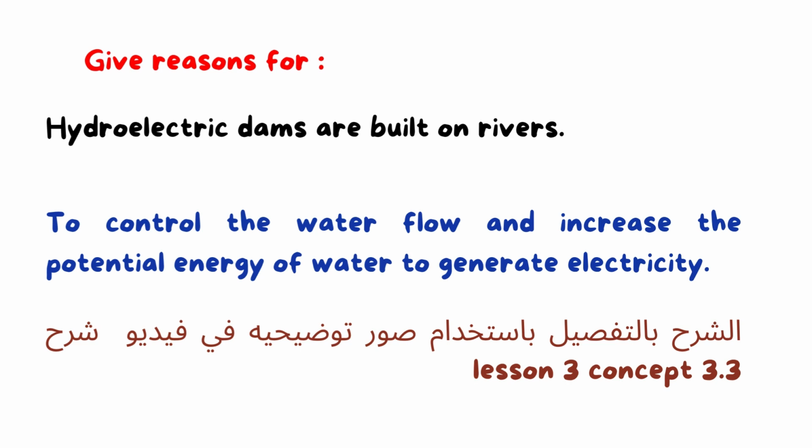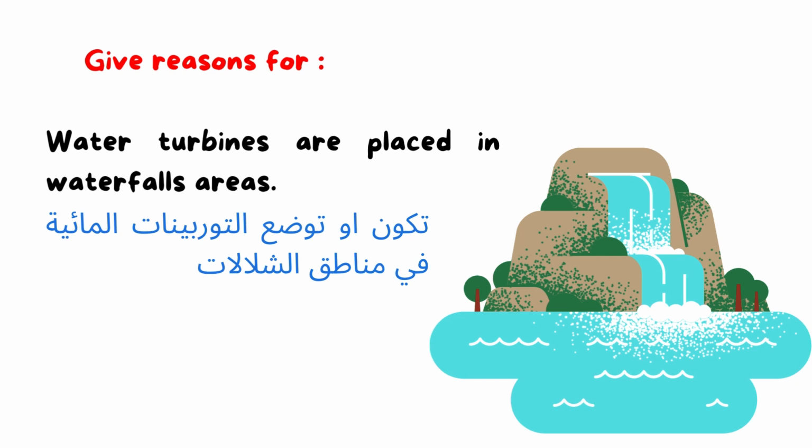So, the hydroelectric dams are built on rivers to control the water flow and increase the potential energy of water to generate electricity. And we discuss it in detail in lesson 3, from concept 3, unit 3. Here we will move to another. Give reasons for: water turbines are placed in waterfall areas. Why are water turbines placed in waterfall areas?